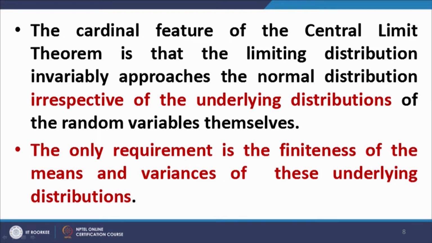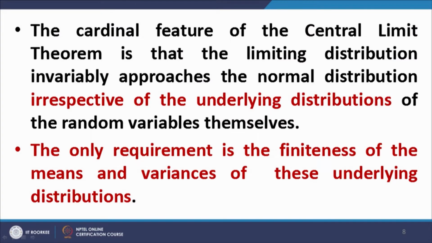How y 1, y 2, y 3, y n are distributed is not the issue. Whatever their distribution, so long as all the y's are identically distributed, have the same distribution, same parameters of mean and variance, this limiting quantity that I defined as z infinity will be normally distributed with a mean of 0 and a variance of 1. The only requirement is the finiteness of the mean and variances of these underlying distributions, as I mentioned just now.